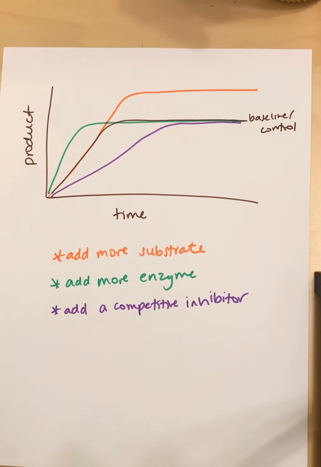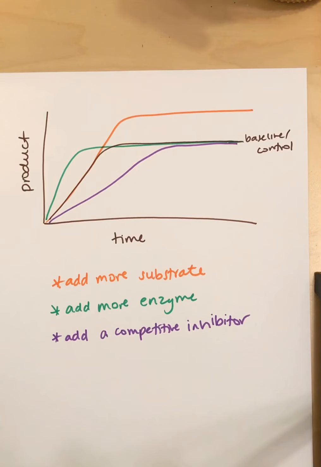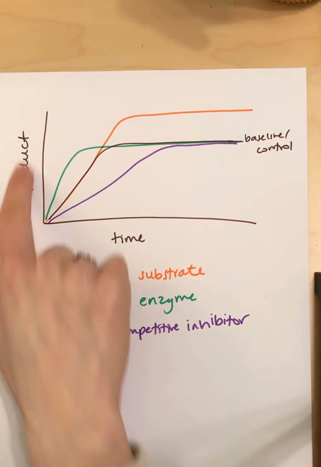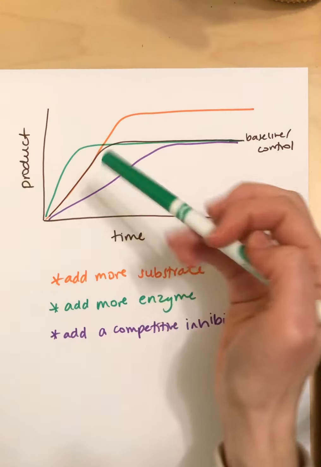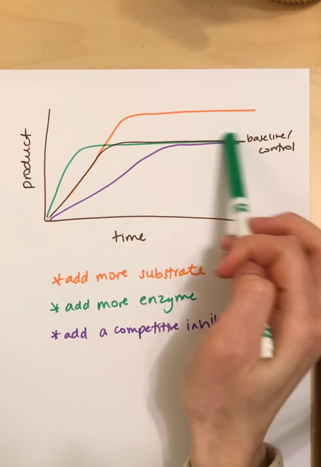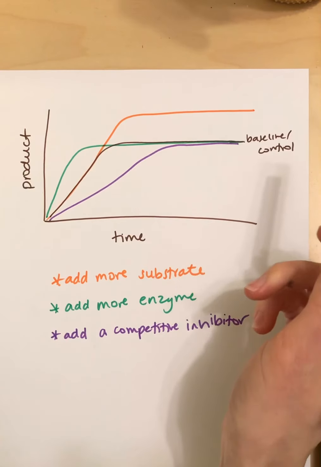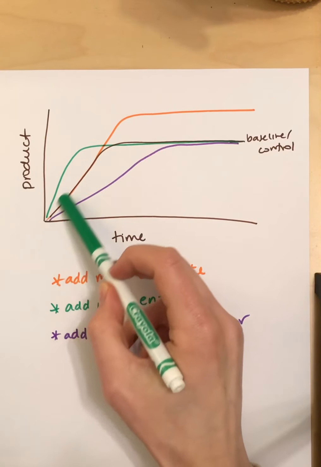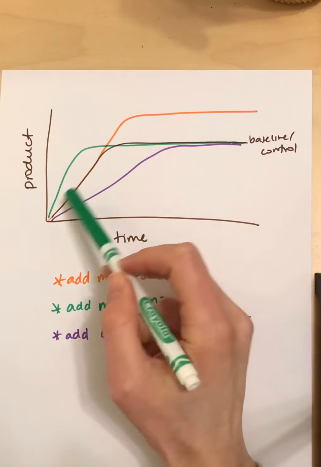Another thing that I want to talk about is another type of graph that you might see about enzymes. So you might see a graph where it's time on the x-axis, product on the y-axis, and it might ask you how a line would change if something was added or removed from an experiment. So in this, the brown line that I'm tracing right now with my marker, that's my baseline or my control.